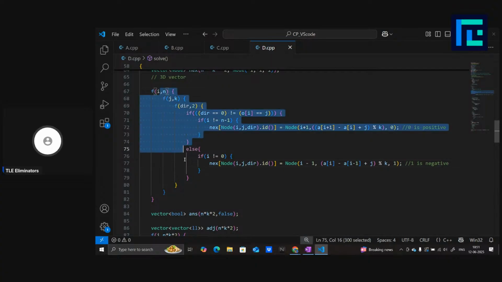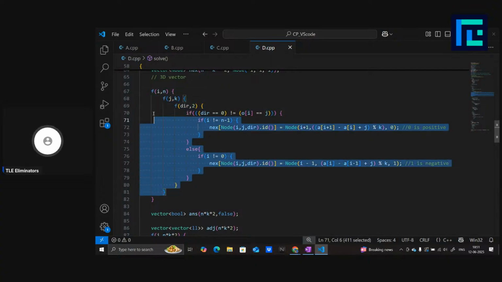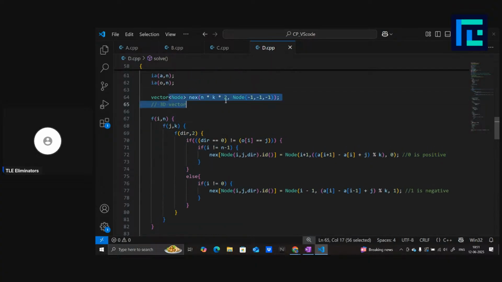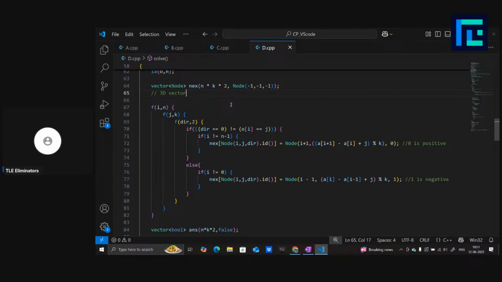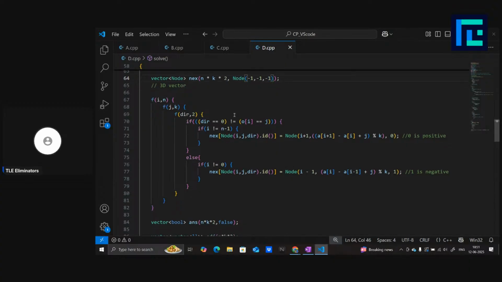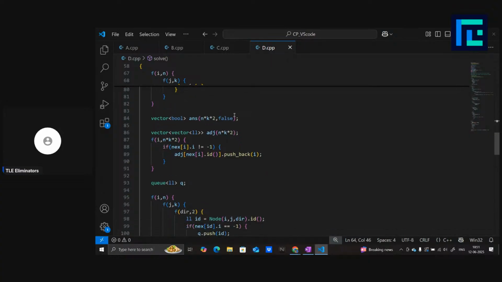So in this loop, what we have done is we have defined the next states for all of the nodes. For all of the states we have defined the next state, and just for the base cases it will be minus 1 minus 1 minus 1. Like if it is a base case, that is, from there we can directly go outside, then it will be minus 1, the default value, right?